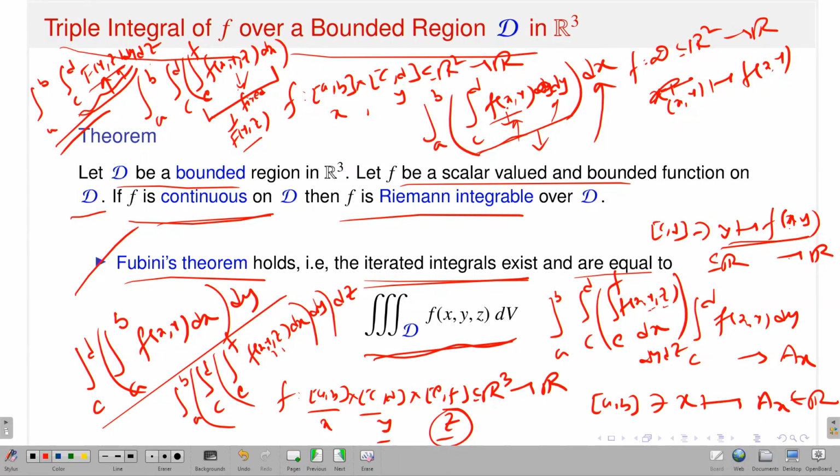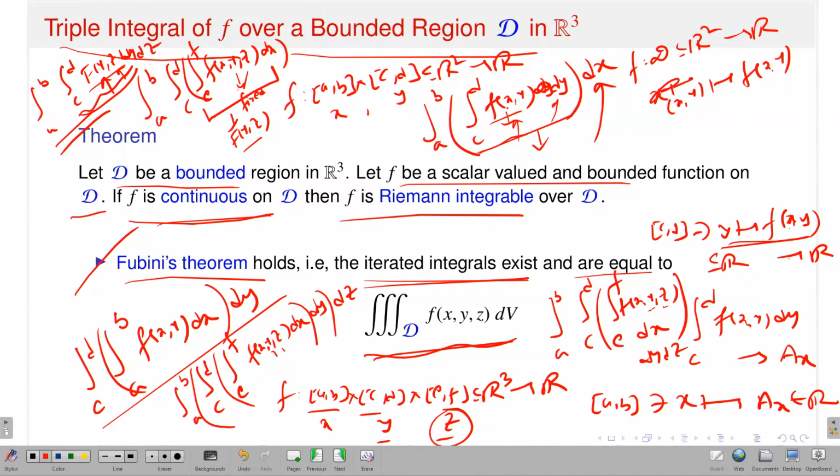So, first you can fix two variables, think of it as a function of a single variable, perform the integration, and you get a function of two variables, then perform the double integral. Or instead of performing the double integral, in that function of two variables, again you can keep one variable fixed, think of it as a function of a single variable, and integrate with respect to the other variable first, and then finally the last one. So these are all possible iterated integrals.